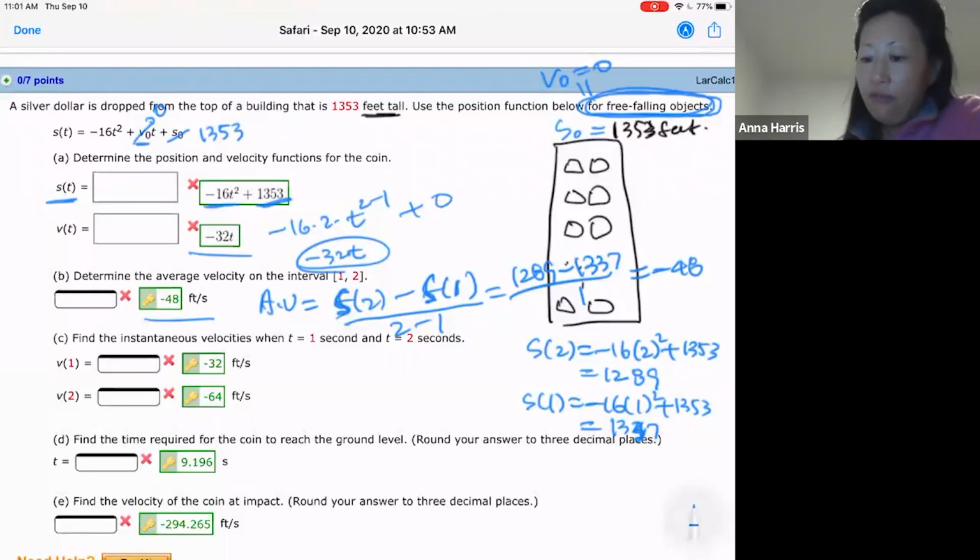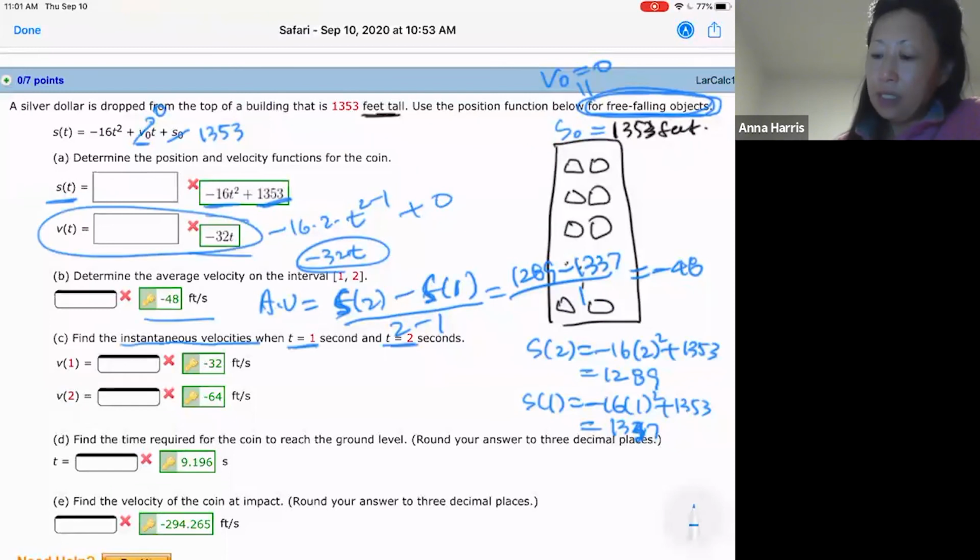Next one. Find the instantaneous velocity at t equal to 1 and t equal to 2. We're going to use this function right here. So v of 1 is negative 32 times 1, which is negative 32. v of 2 is negative 32 times 2, which gives you negative 64.